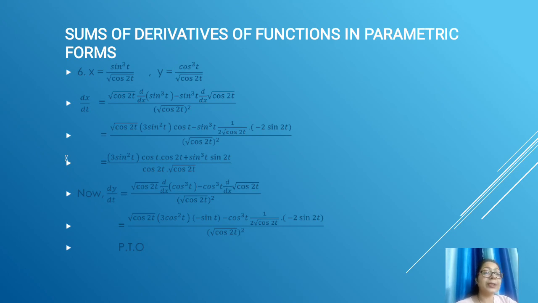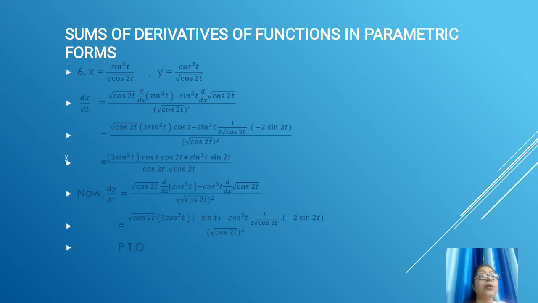So cos 2t once more, it is minus 2t sin 2t, and 2t once more, so 2 outside. Next, 2 will be cancelled, and so the numerator will be 3 sin²t cos 2t plus sin³t into sin 2t.